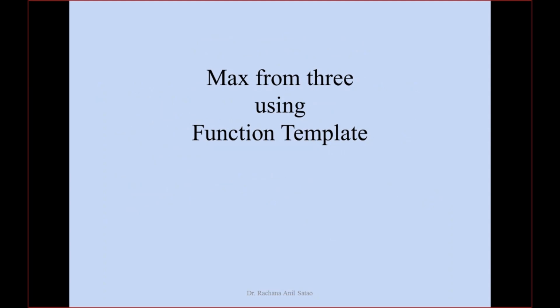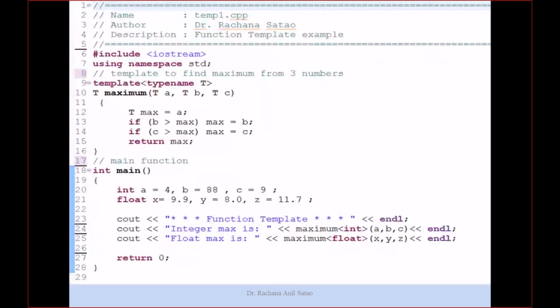Now let us see the example which we have discussed, that is finding the max from the given three numbers using function templates. Now this is the code which I have written so that you will understand the concept of templates. Just observe this code first, how we have started. We started in the normal way. Line number 6, iostream is included, then namespace. Line number 9, we are starting with the template. Now I have written this template to find the maximum from the three numbers.